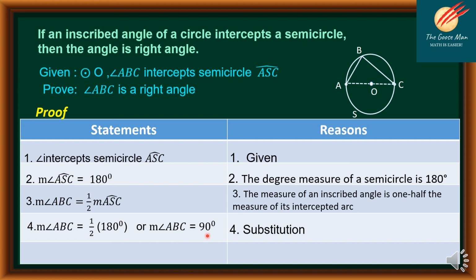Obviously, the reason here is substitution. For number 5, we can say that the measure of angle ABC is a right angle because we have the definition of right angle.